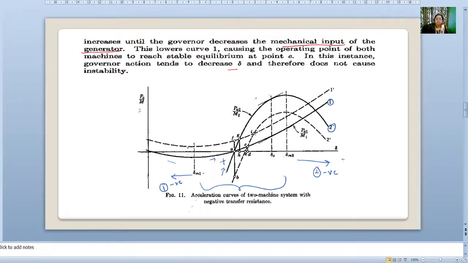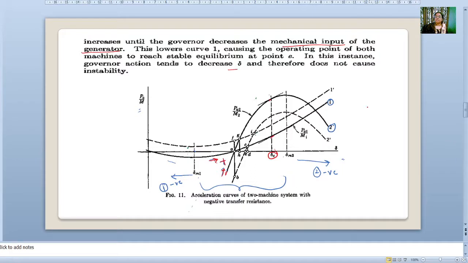Now between del M1 and del M2, this is increasing and this is increasing. This is machine 2 and this is machine 1, so both have positive slope. The slope of machine 2 is greater than the slope of machine 1 till del C. At del C both have equal slope.